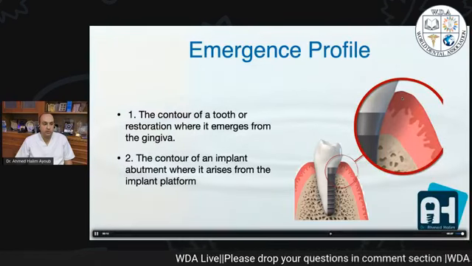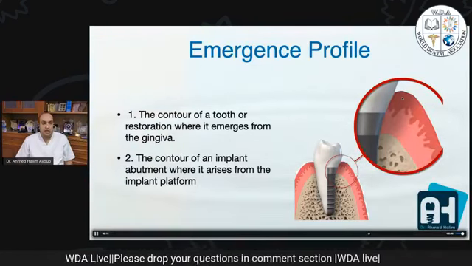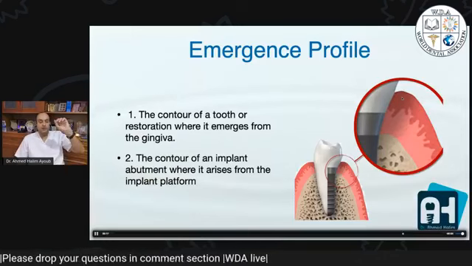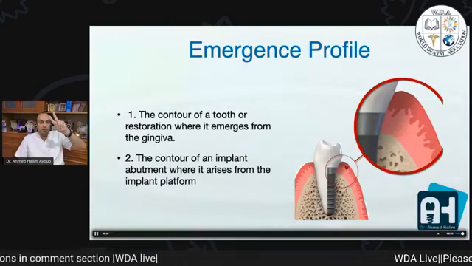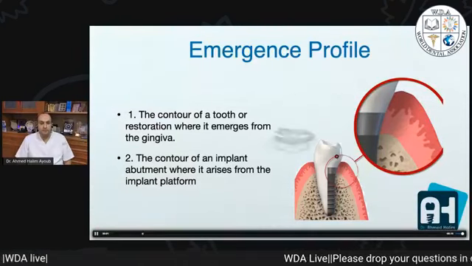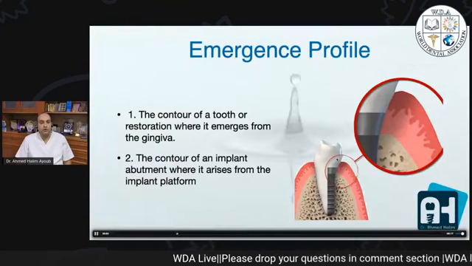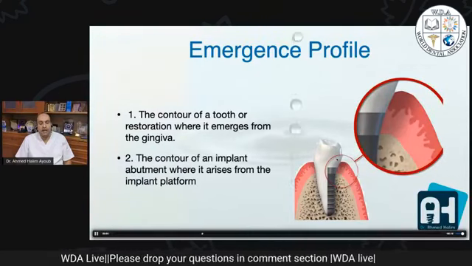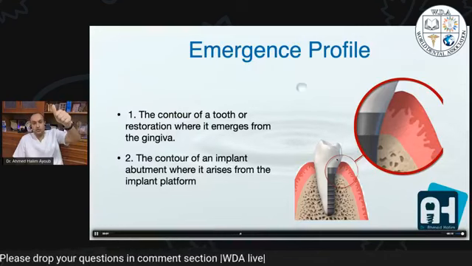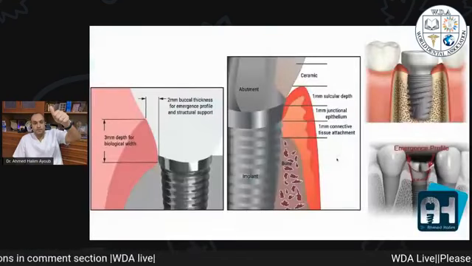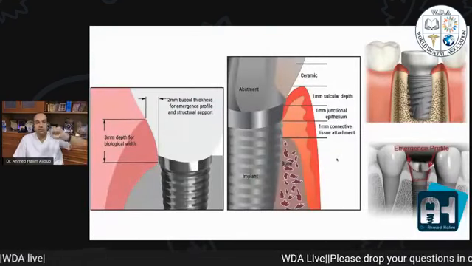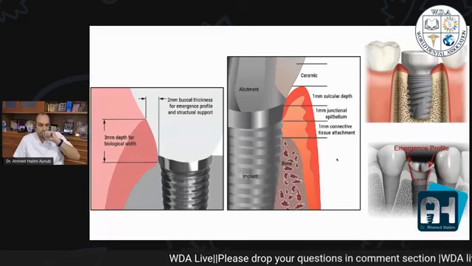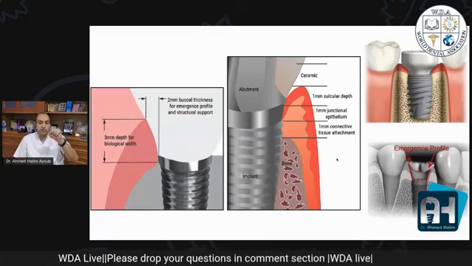To have a good emergence profile, you need two things. You need to reshape your soft tissue, and also you need a good lab to make a good restoration for you. So with emergence profile, we are talking about soft tissue and restoration. Restoration is something related to your lab, but soft tissue is something that you can do.